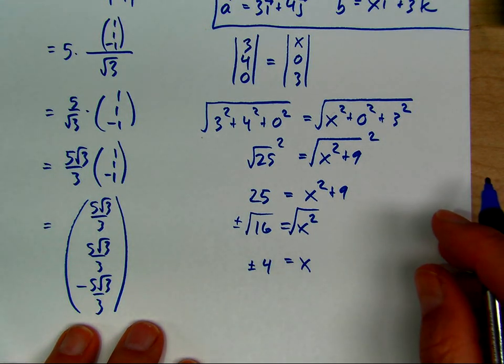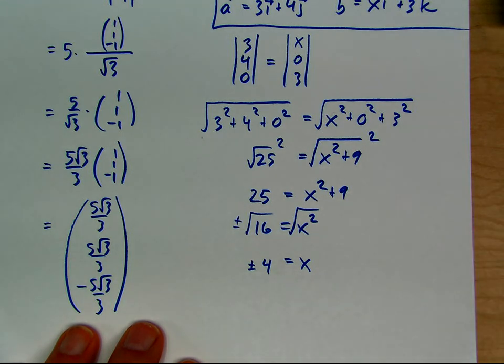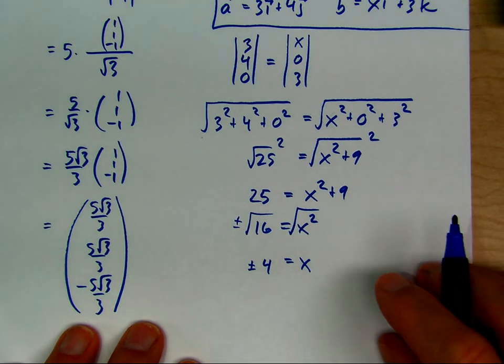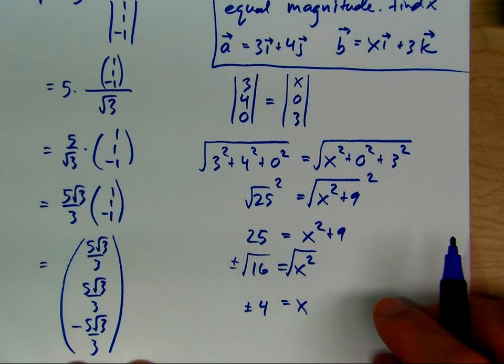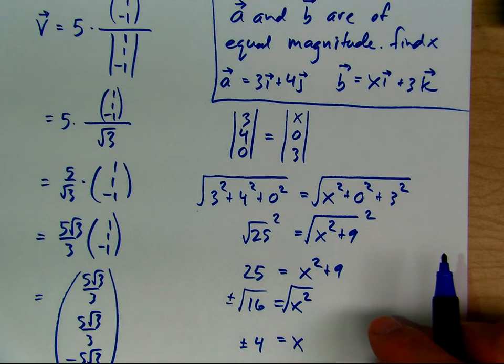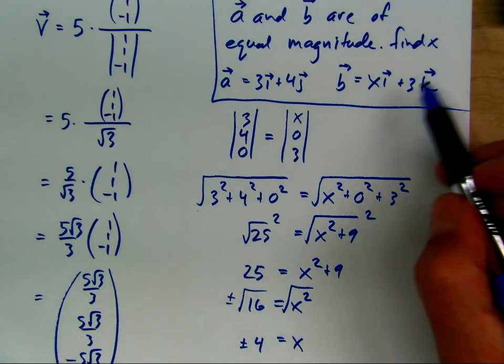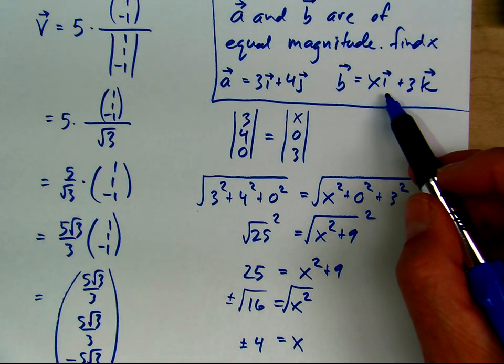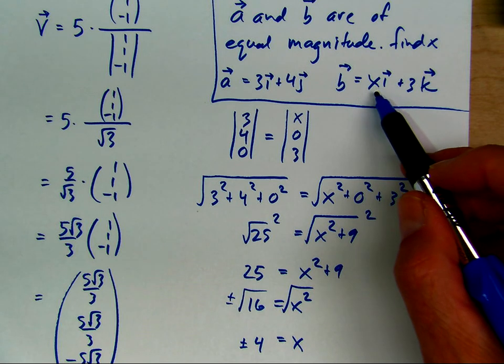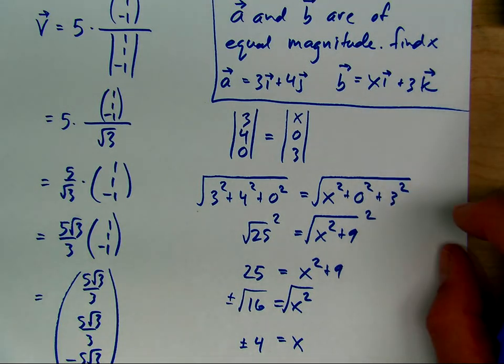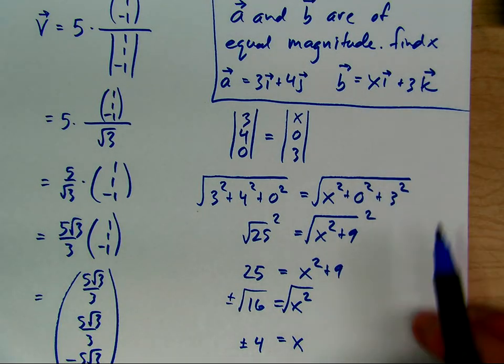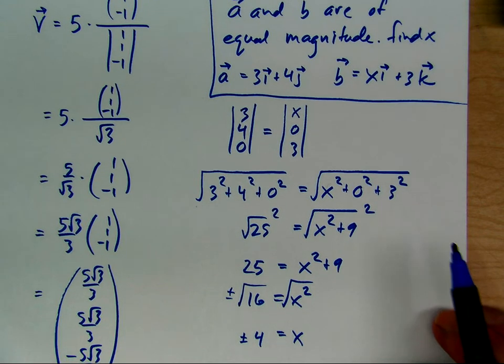All right. So x could be positive or negative, and that seems reasonable. You could just have it going in either direction, in either x direction with the same magnitude. Okay, stop there.